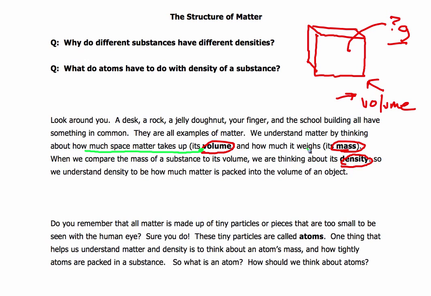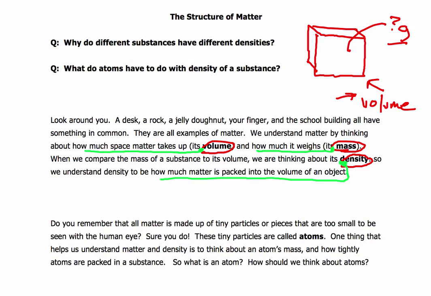And then what about mass? Well, mass is actually how much the matter weighs, or what it measures in mass. And then density is actually how much matter can be packed into a given volume of a substance. And so we're going to link those right there. Okay?